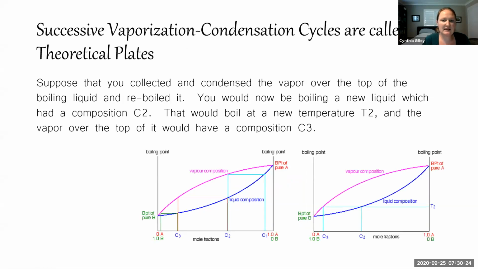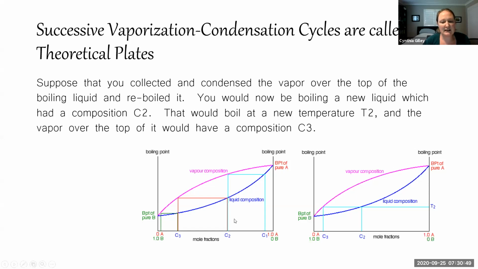Suppose that you collected and condensed the vapor over the top of the boiling liquid and then reboiled it. You would now be boiling a new liquid which had composition C2. That would boil at some new temperature T2, and the vapor over the top would have a composition C3. So what it's talking about is a series of vaporization condensation cycles, also known as theoretical plates.